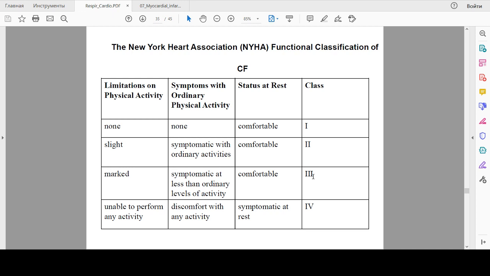What can we find at the 3rd functional class? The limitation of physical activity is marked, obvious. So the patient now complains that he is unable to climb to the 5th floor without 2 or 3 periods of rest. And furthermore, he noticed that performing any ordinary daily activity, not only climbing, now brings more and more fatigue, and even cardiac pain is now here. Also, edema formation is obvious, and even he noticed some cyanosis. But at rest, these symptoms are relieved.